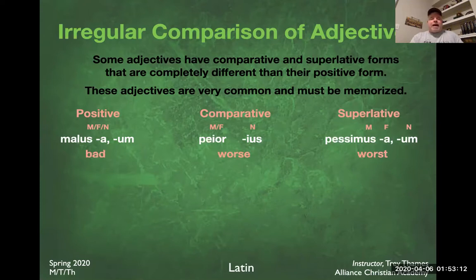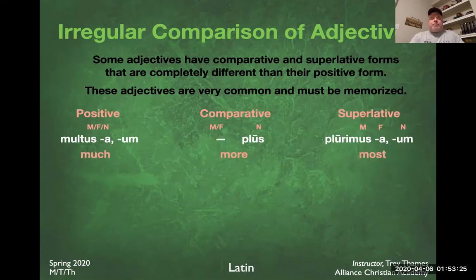Malus, a, um, meaning bad. Well, you've got peior, peius, meaning worse. And then the superlative form is pessimus, a, um, meaning worst. Multus, a, um, meaning much. Now, interestingly enough, the comparative form, there is no masculine and feminine, but there is a neuter.